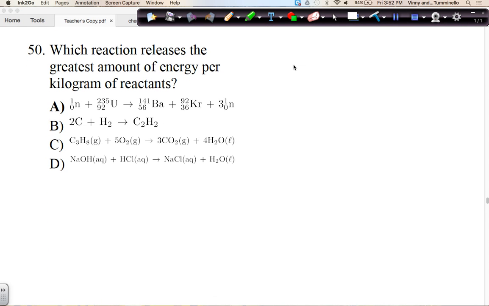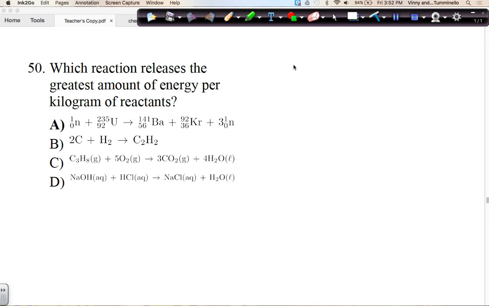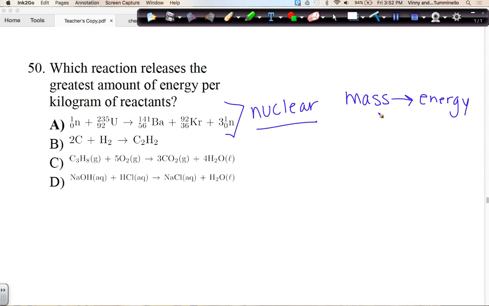And finally, the last one for this video, which reaction releases the greatest amount of energy per kilogram of reactants? Remember that any nuclear reaction will give off a lot more energy compared to a chemical reaction because there is a small loss of mass, but that mass is not destroyed because that would violate our laws of conservation. That small amount of mass is converted into energy for any nuclear reaction. There will always be a small loss of mass because that mass is converted into energy.